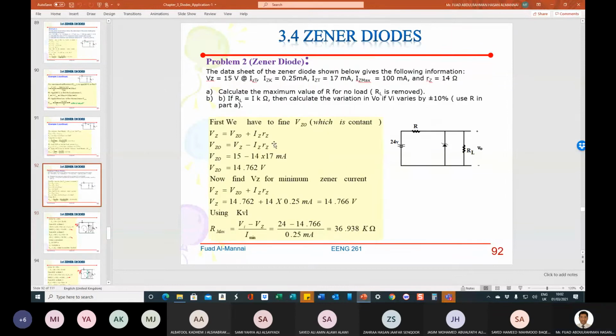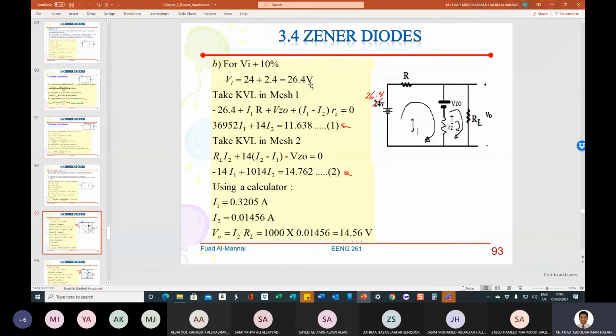When the voltage here is plus 10%, it means the voltage over here will become 26.4 volt. 10% of 24 is 2.4, add it to 24, and that will give you 26.4 volt here. That means your VCC went up to 26.4.